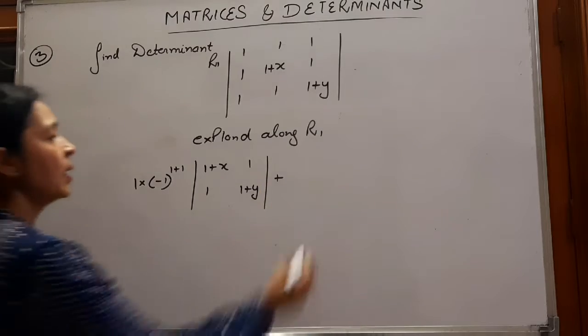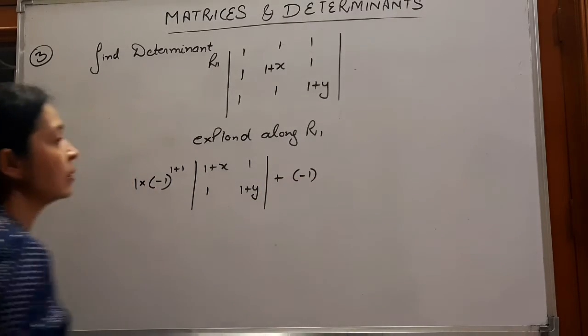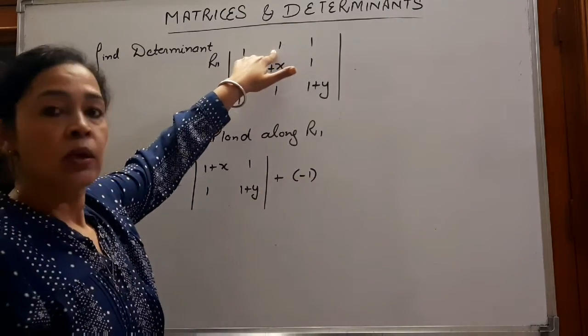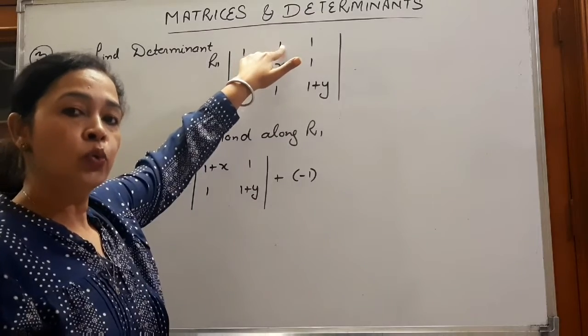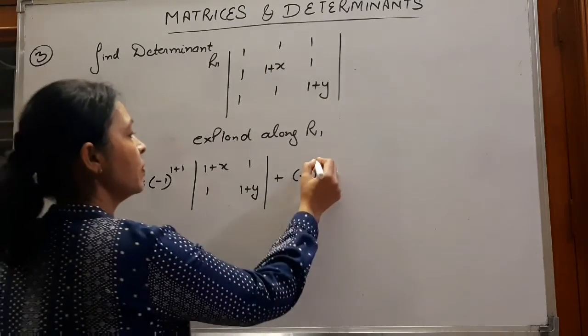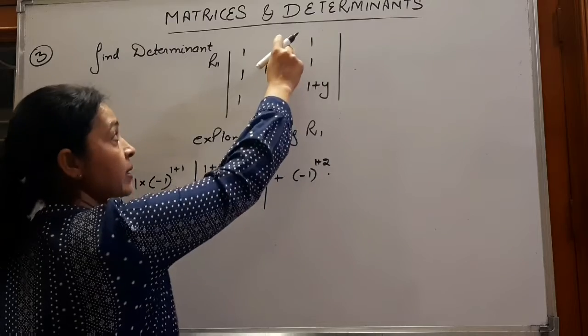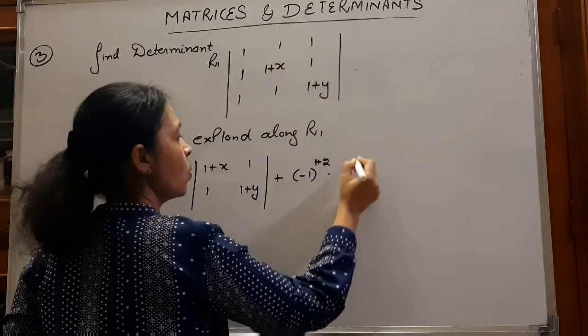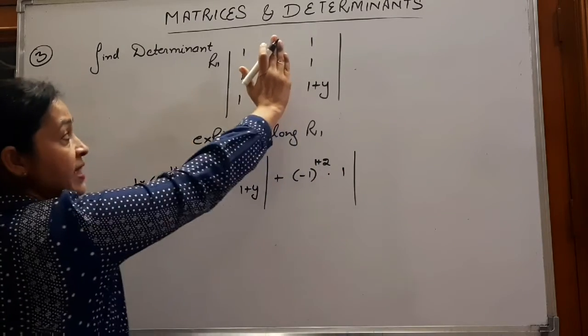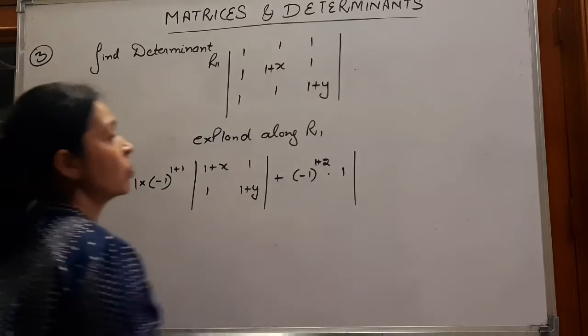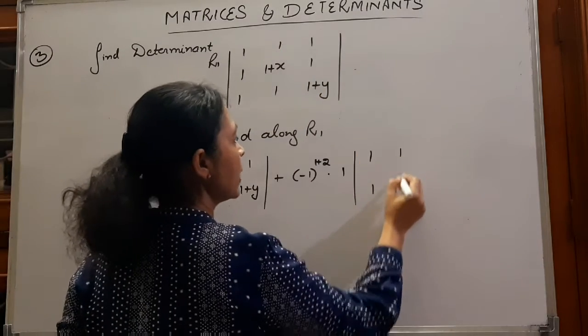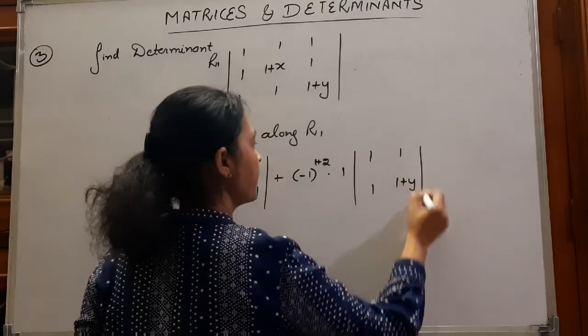Plus minus 1 to the power 1 plus 2. This is 2, 1, 2. First row, second column. We will add 1 plus 2 into this element A12, which is 1. Leave second column, first row. We will have 1, 1, 1, 1 plus y.